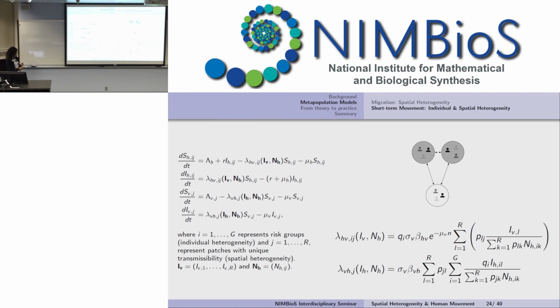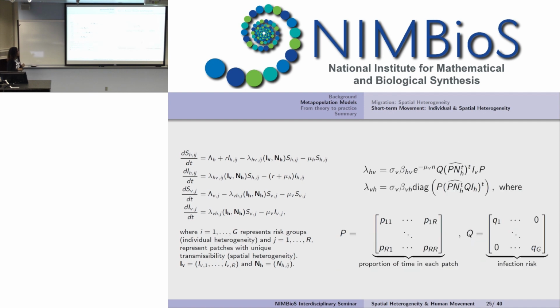And so by doing that, this simplifies some things, so we can pull out some of these coefficients, and we can write all of this as some products of matrices, where P here is the matrix of the proportion of time that individuals spend in each of the patches. So along the diagonal, you have the proportion of time you spend in your home patch, and then the off diagonals are the proportion of time you spend in the other patches. And then Q is a matrix with the diagonal entries equal to your infection risk. And so each of those entries is going to be some quantity. Actually, in each case, the entries are going to be between 0 and 1.